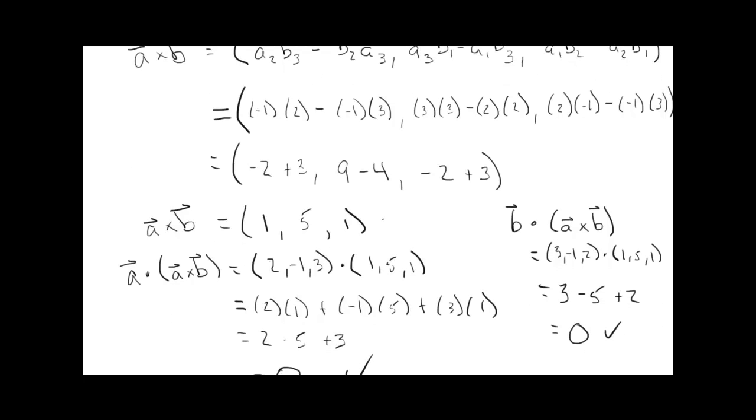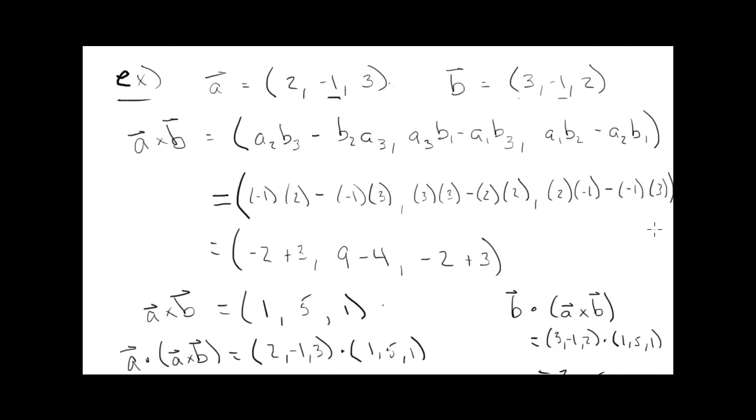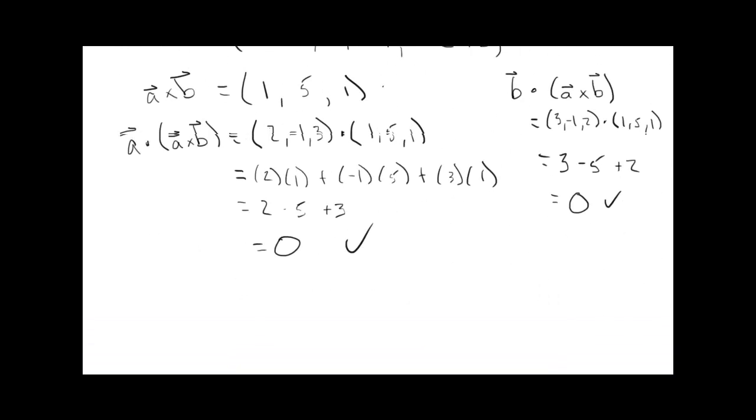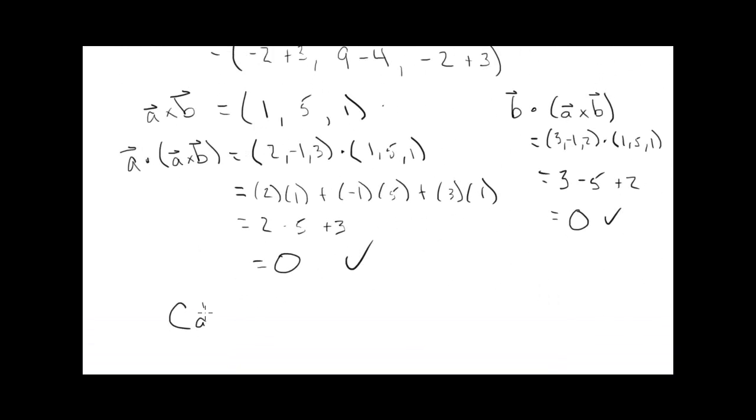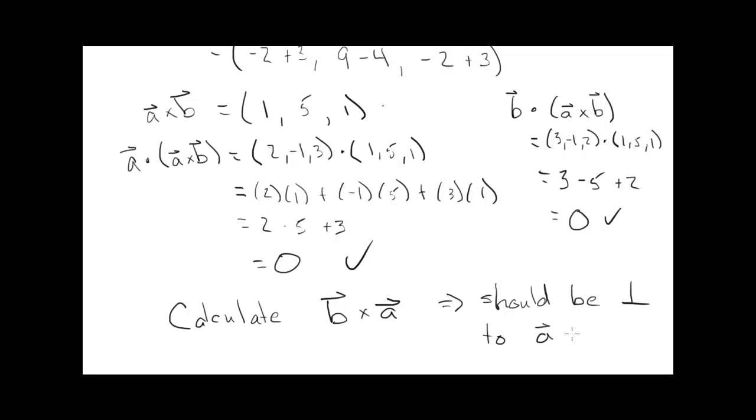Okay. As a good exercise, maybe it wouldn't be a bad idea to, so I won't do this, but I'll leave it to you to do. Calculate B cross A. So that should be a vector also perpendicular to A and B, but in the opposite direction of A cross B.